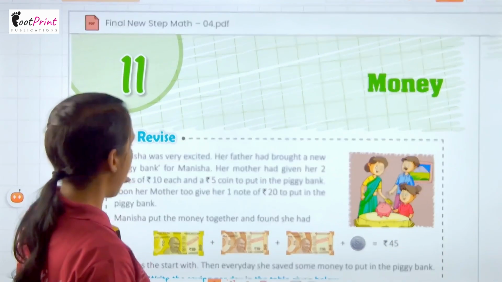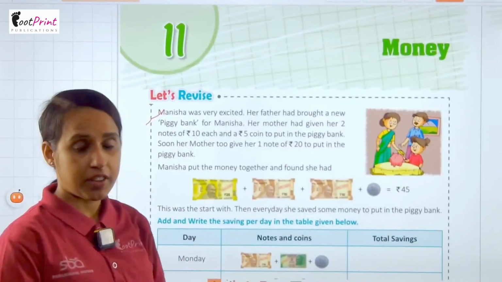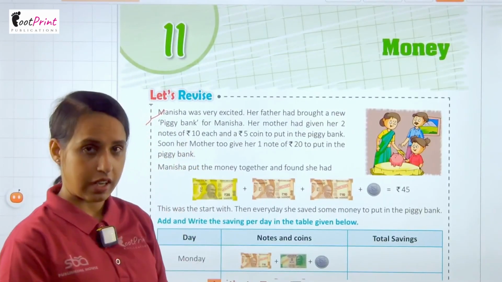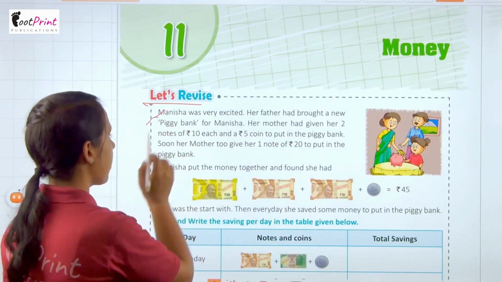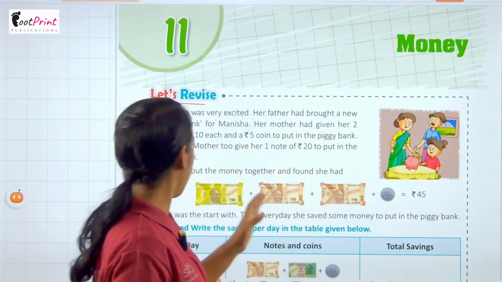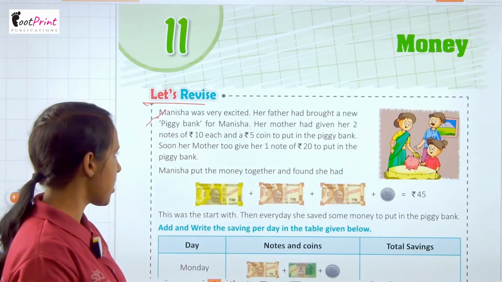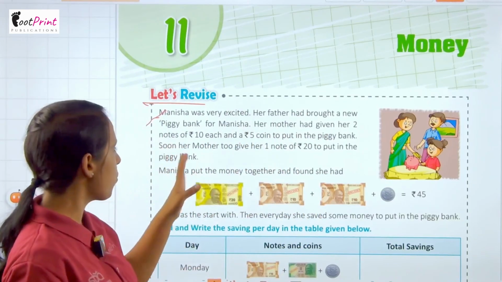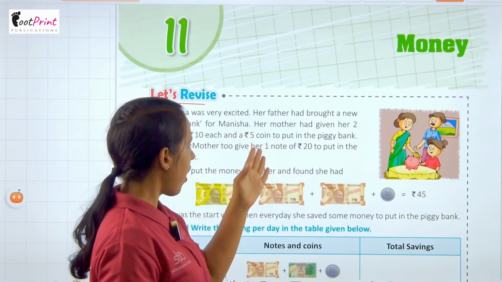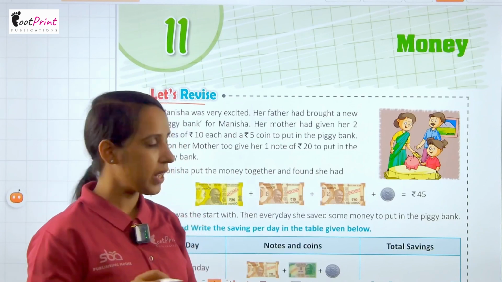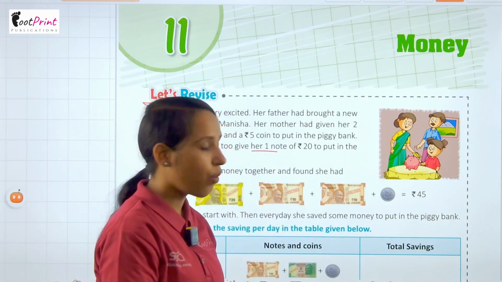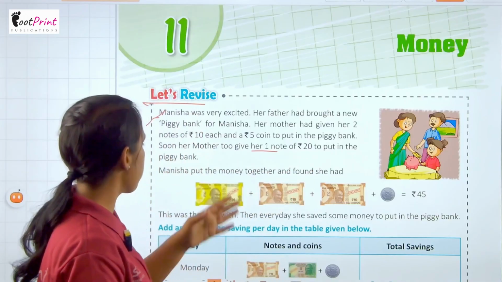So in this we have a revision exercise that you learned in your previous classes to check your learning. Here is given: Manisha was very excited. Her father had brought a new piggy bank for Manisha. Her mother had given her 2 notes of 10 rupees each and a 5 rupee coin to put in the piggy bank. Soon her mother gave her 1 note of 20 rupees to put in the piggy bank.